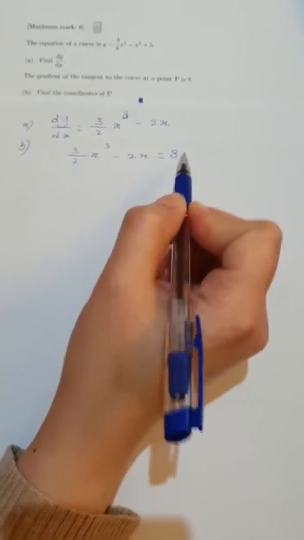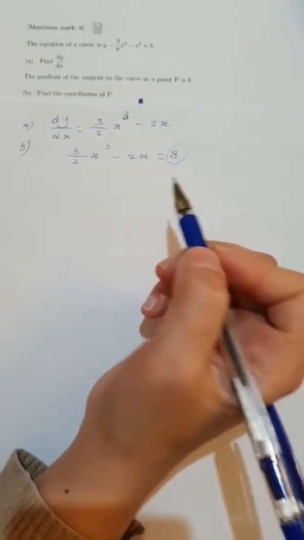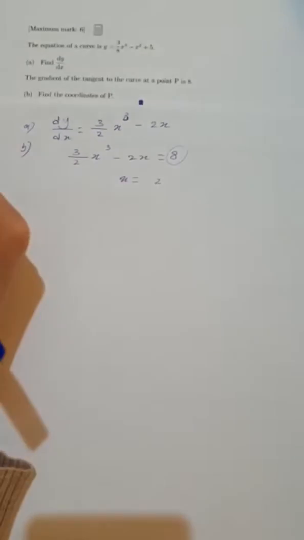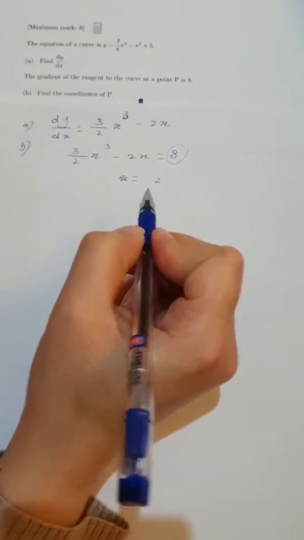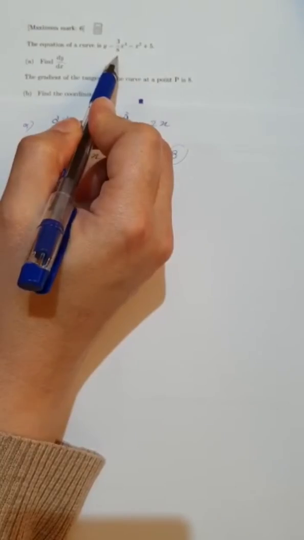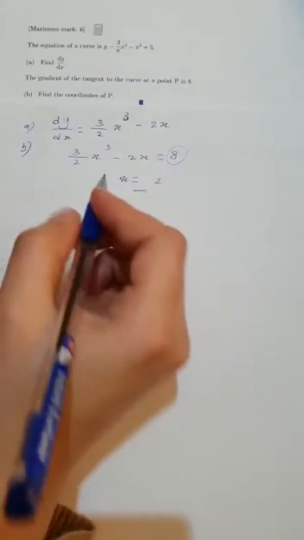And to solve it, when it's equal to 8, I can use the graphing calculator. I'm going to get x equal to 2. Okay, how can I get the point now? I need to replace this 2 in the original function to get the coordinates of this point.